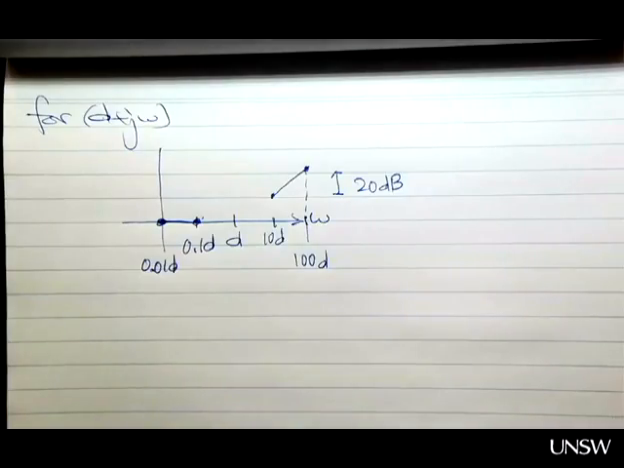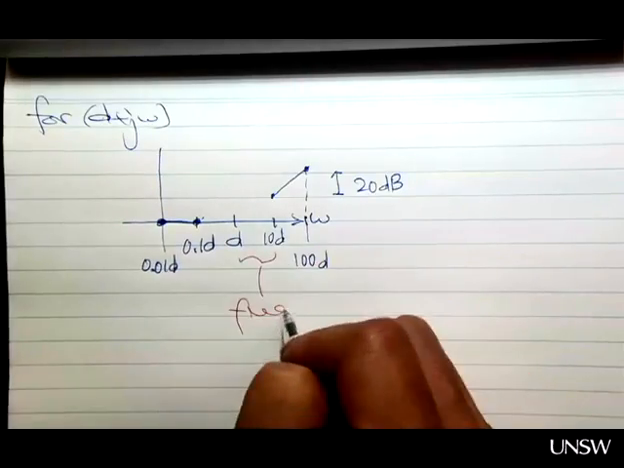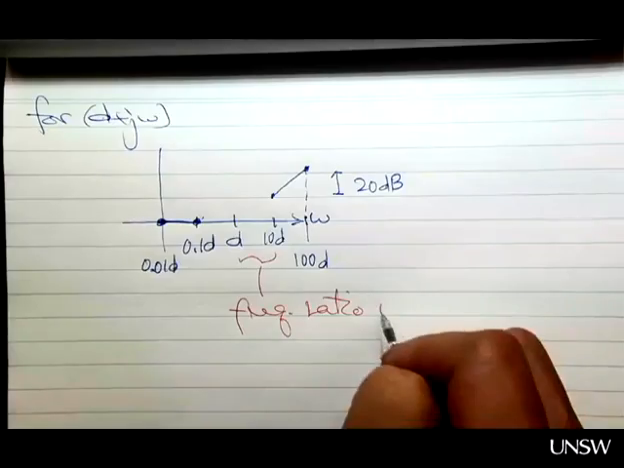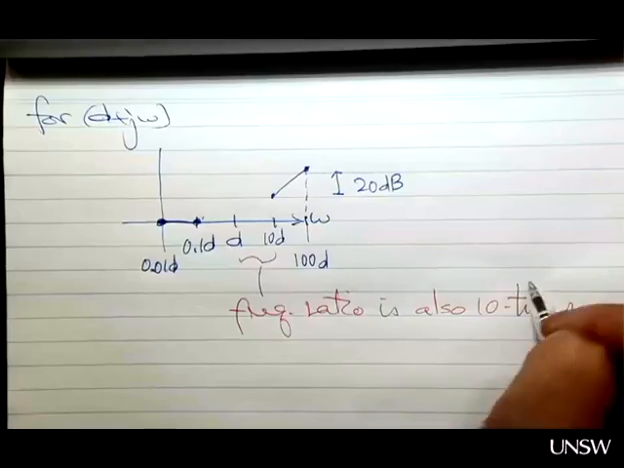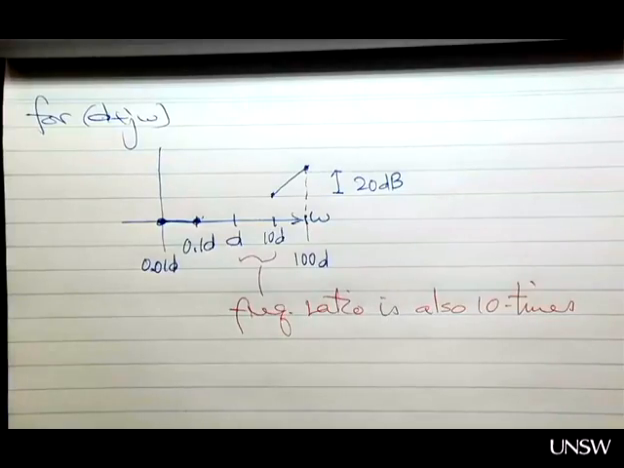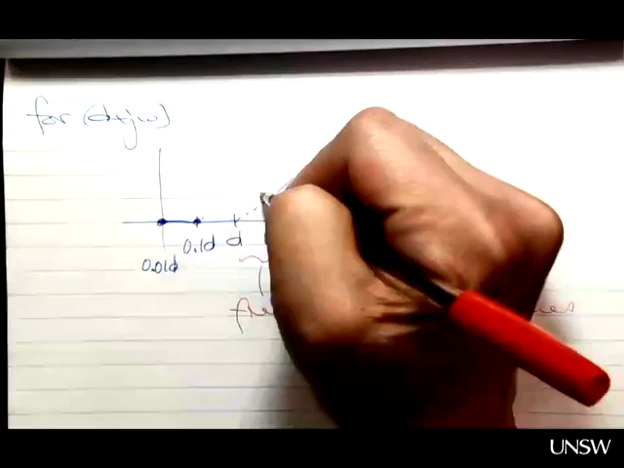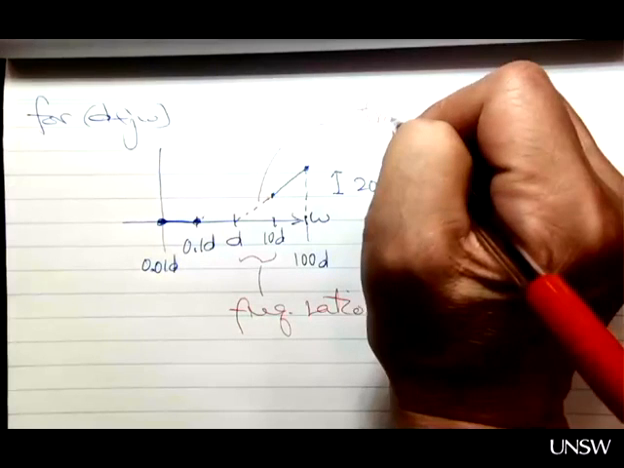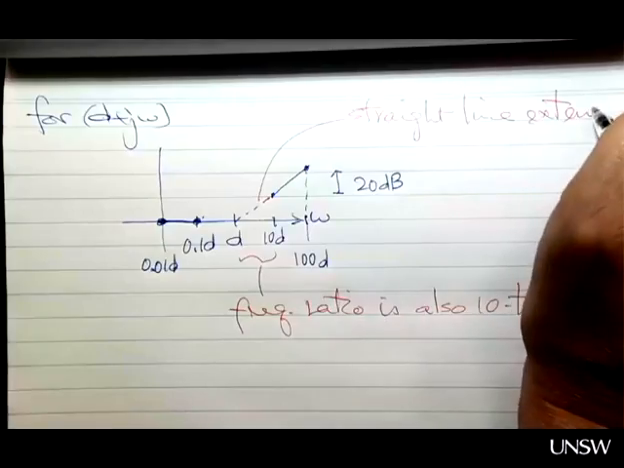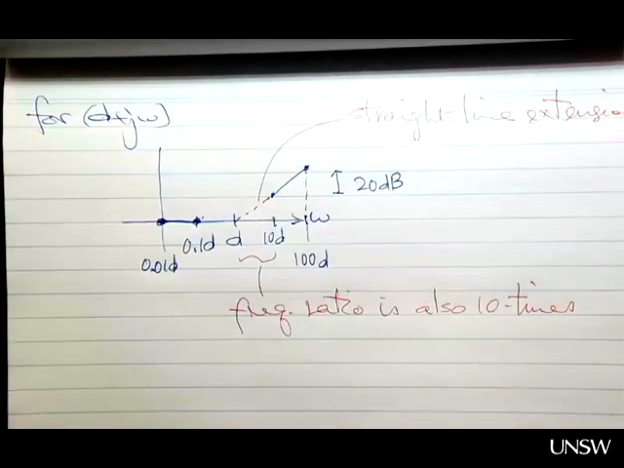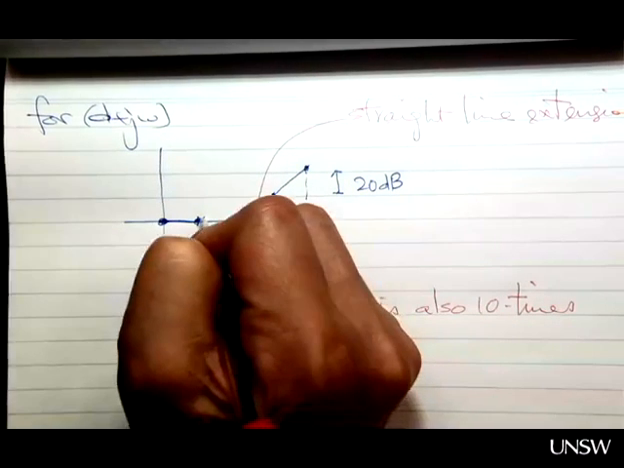And then here we see that the frequency ratio is also 10 times. So we have a straight line extension, and then also again from 0.1d to d, we can have a straight line approximation.